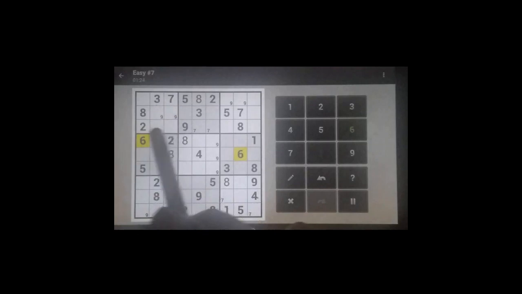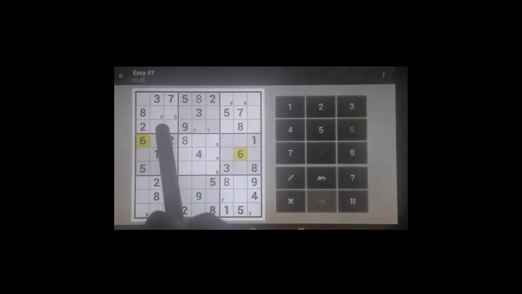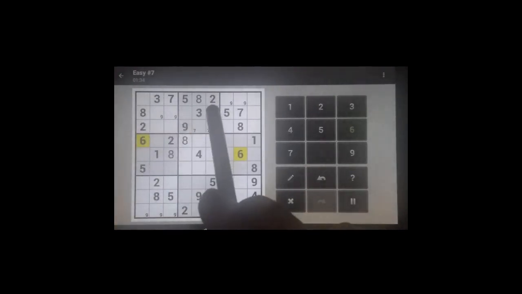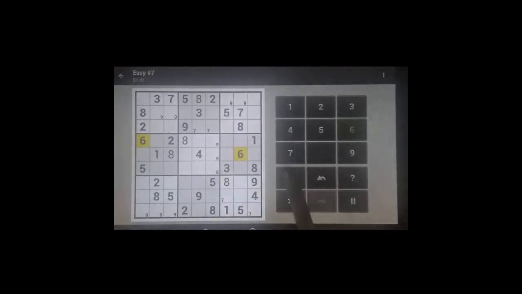Now, I don't like to notate when there's that many options, but what I will notate is that it cannot be in the top row. It's got to be in the middle or the bottom row. Likewise, this also has to be in the middle or the bottom row, which means that this one has to be in the top row on either side right there.